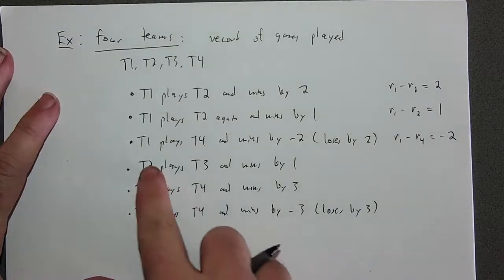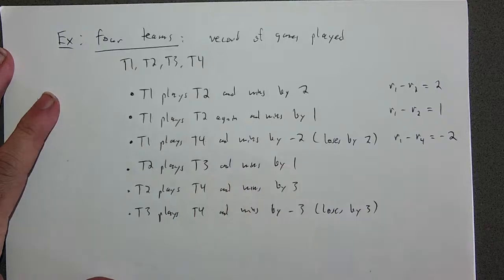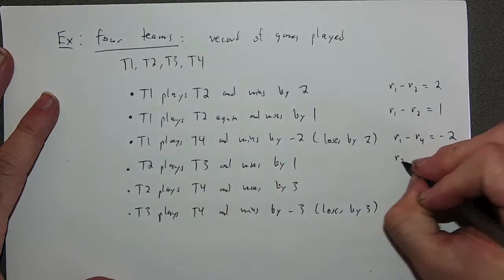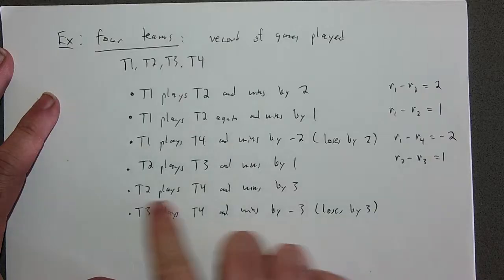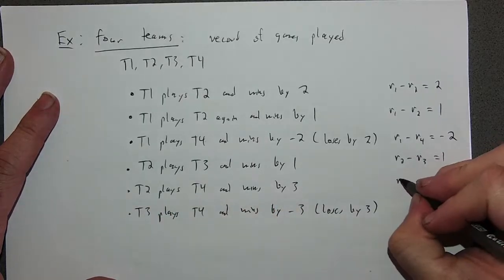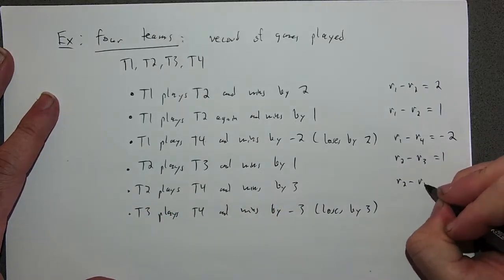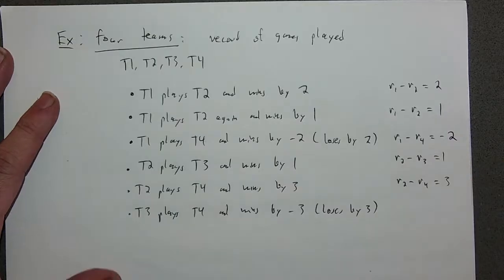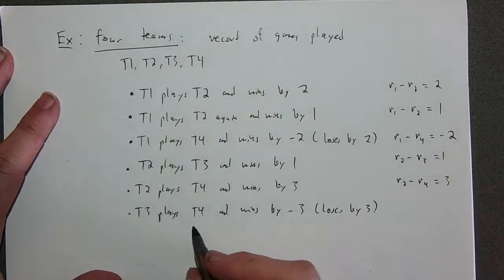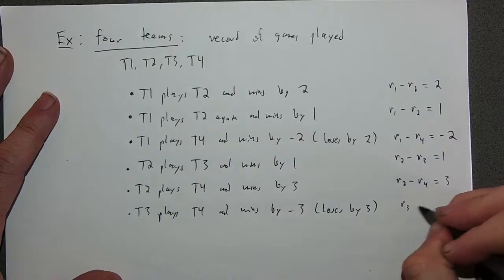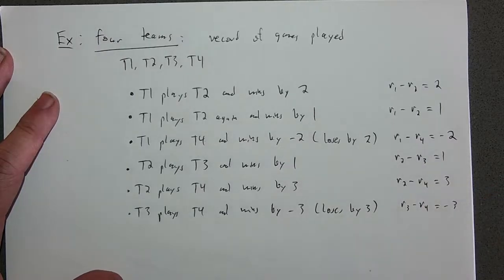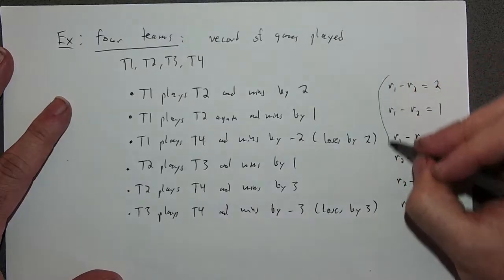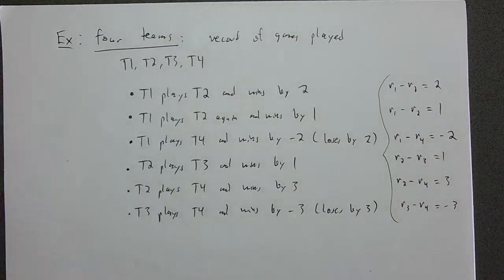Here, Team 2 plays Team 3 and wins by 1. So this would be r sub 2 minus r sub 3 is equal to 1. Team 2 plays Team 4 and wins by 3. This is r sub 2 minus r sub 4 is equal to 3. And then lastly, Team 3 plays Team 4 and wins by -3. This is r sub 3 minus r sub 4 is equal to -3. And so here is my system of equations.